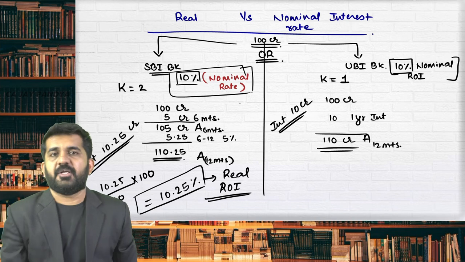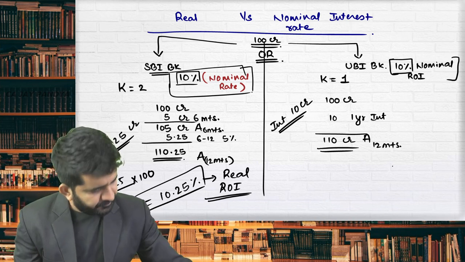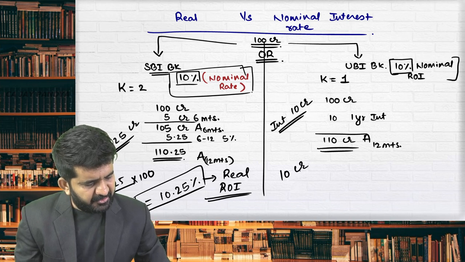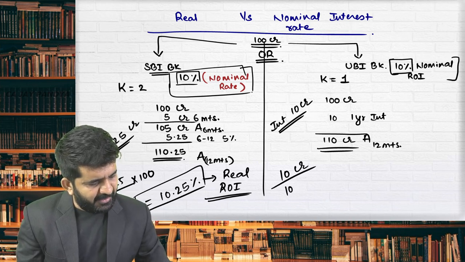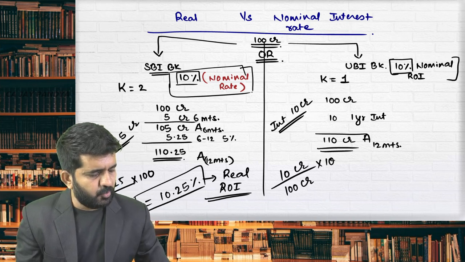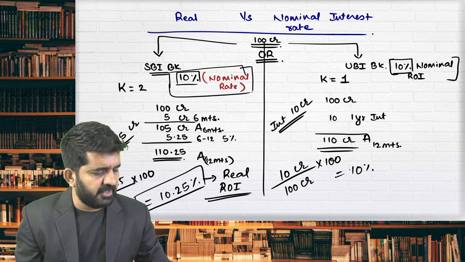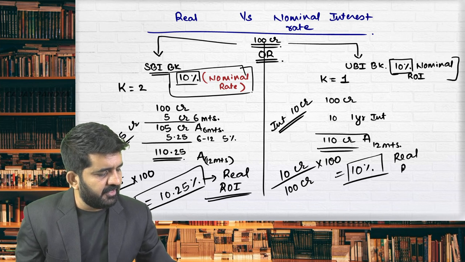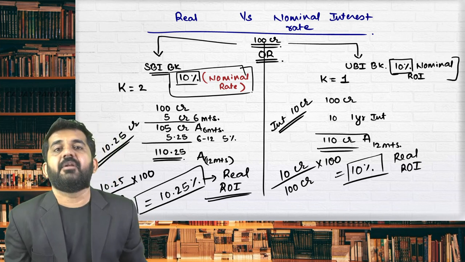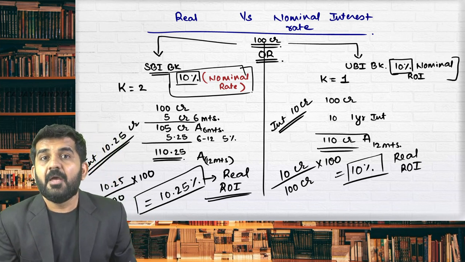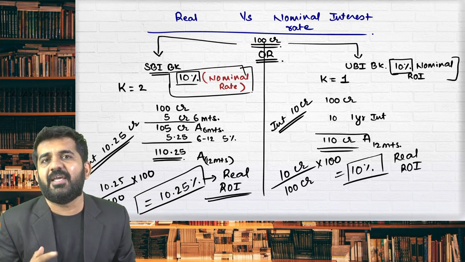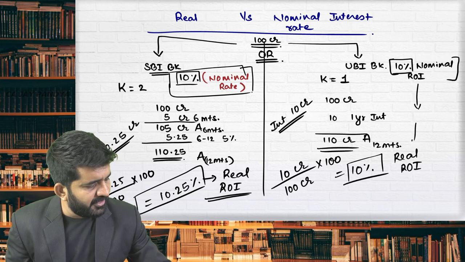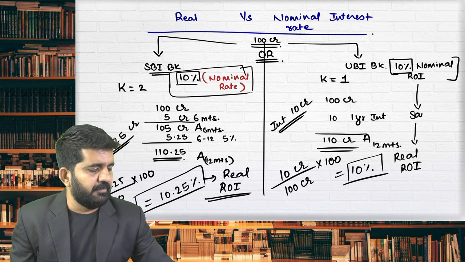Nominal rate of interest. Alright. And in this, how much are you earning as interest? 10 crore divided by investment of 100 crore multiplied by 100, that will be nothing but 10%. And believe me, your real rate of interest and nominal rate of interest will remain the same, because it changes only if K is not 1. Is it alright? So your K is 1, so the real interest rate and nominal interest rate will be the same.